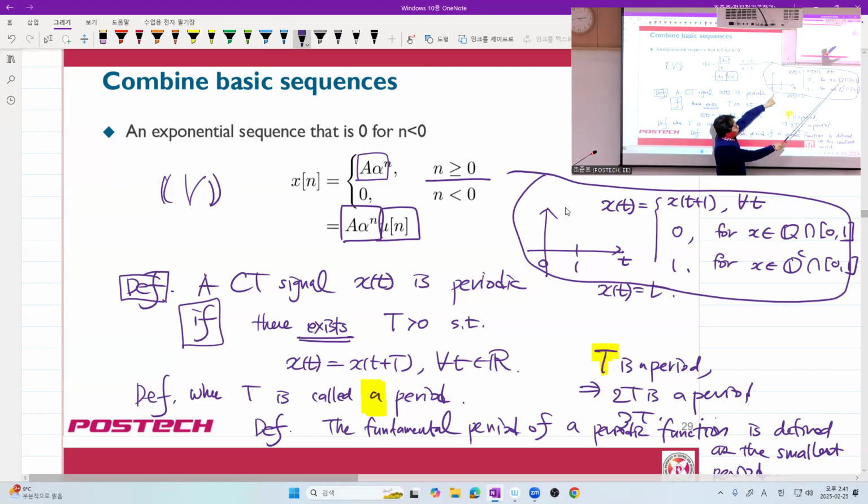This is just for fun. It's not that important in this course. If t is rational and inside this interval, the value is 0. If t is irrational and between 0 and 1, the value is 1. So at almost every point except the countably many rational numbers, it's 1. And now this is repeated.